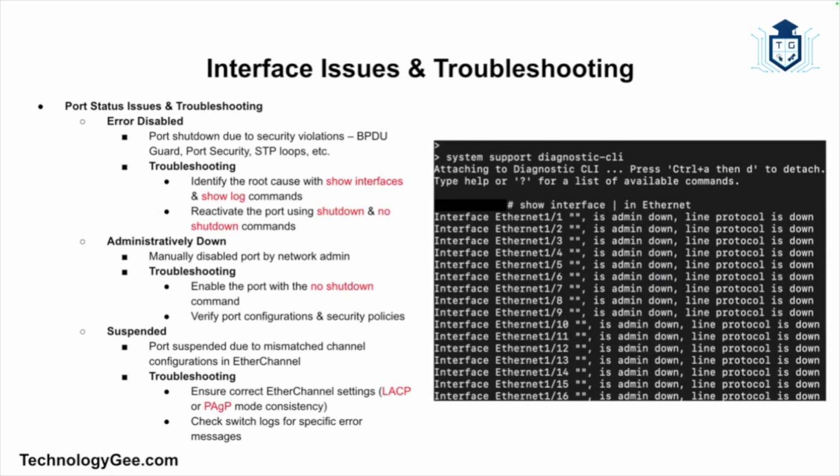All right, next we have what are called port status issues. And the first one is error disabled. So a switch port automatically shuts down due to security violations, such as the BPDU guard, port security, or STP loops. And to troubleshoot this, you want to identify the root cause using show interface commands. And you want to reactivate the port using shutdown and no shutdown commands.